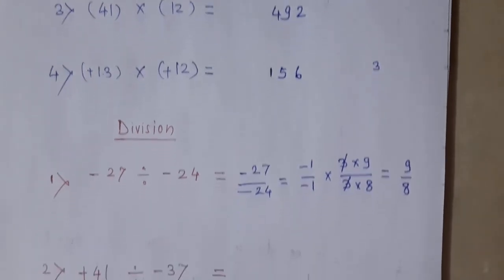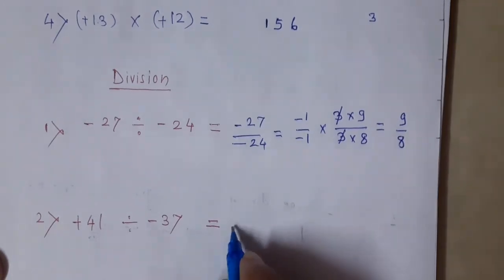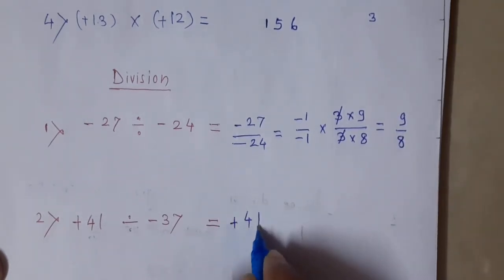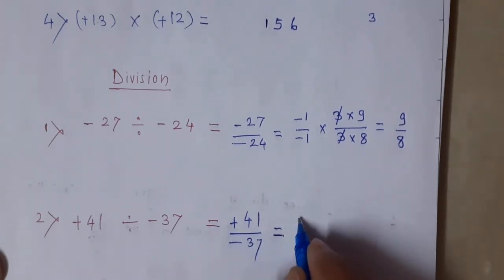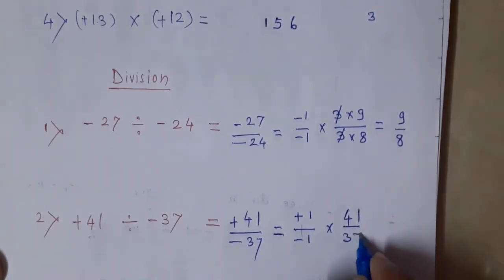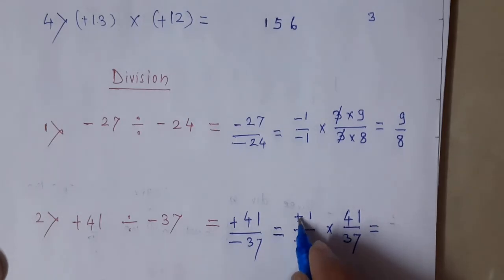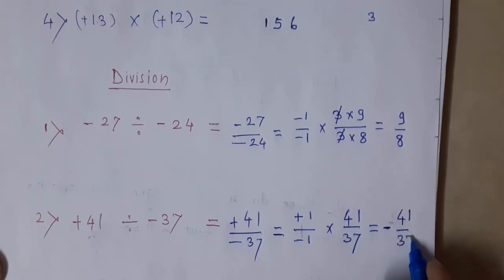Then I have chosen the second number, that is plus 41 divided by minus 37. So I have taken this as plus 1, here minus 1 multiplied by 41 divided by 37, but we cannot simplify this 41 and 37. That's why the result is what? When we are dividing a positive integer by a negative integer, result is negative, that is minus 41 by 37.